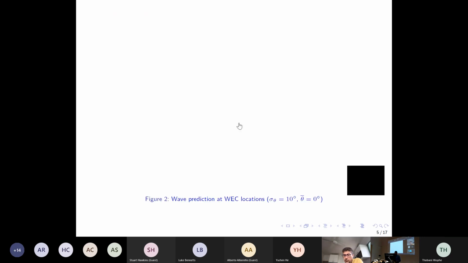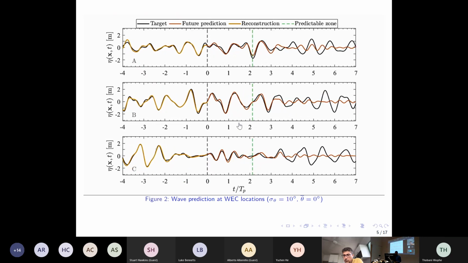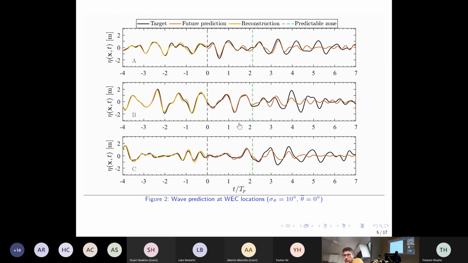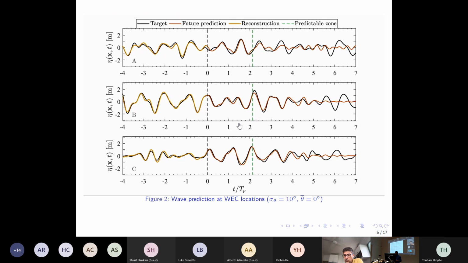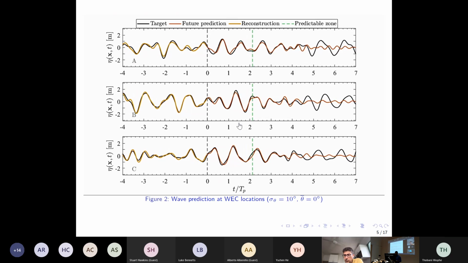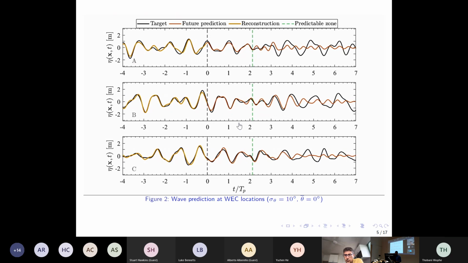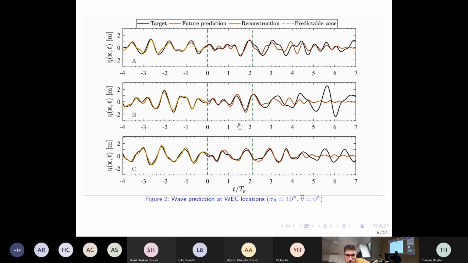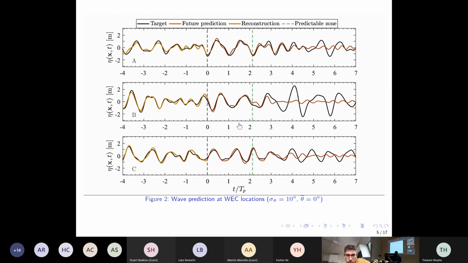And the prediction looks something like this. So I'm just showing the time series plot of the prediction at the wave energy converter locations that I just showed before, the red spheres. So this is the spreading of 10 degrees. This is the maximum spreading for this model here, because we intend to get very accurate predictions. So we're just taking this one as the worst case.